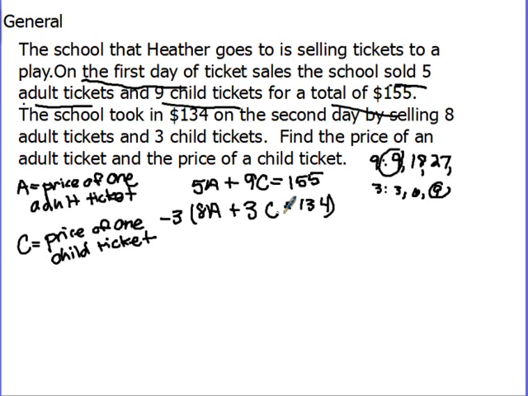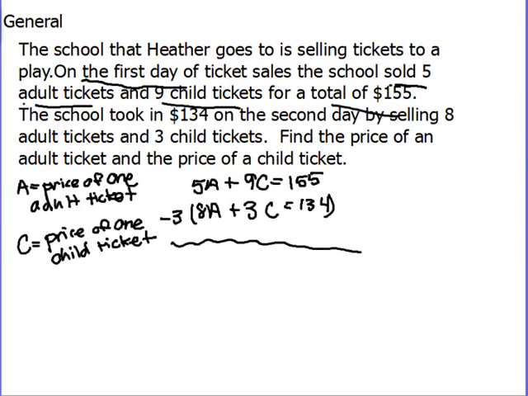Okay, so negative 3, let me erase this here. Negative 3 times 8A would be negative 24A. Negative 3 times 3C would be negative 9C equals, and then negative 3 times 134 would be negative 402. Here I would just rewrite the original equation, stacked directly on top of it. We're ready to eliminate, so we can add the two together.